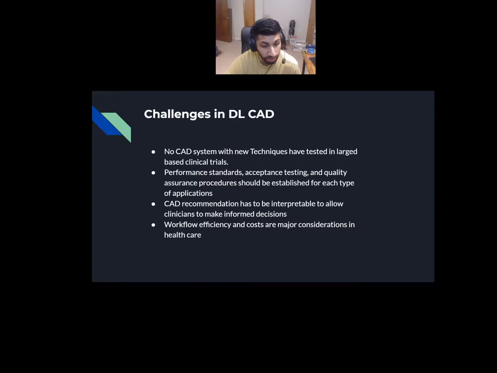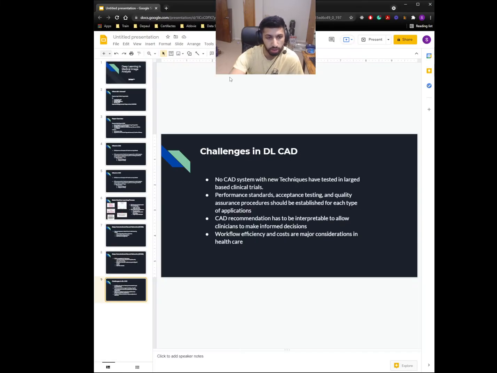The final thing, which is the most important, is that workflow efficiency and costs are a major consideration. The authors have stated that if the cost outweighs the benefit, it will never come to light in the medical field. And also, if the workflow takes a long time, it will not be a feasible method for clinicians as a diagnostic tool. But nonetheless, this was a great paper. It provided me a great basis and also some key information for my model and the paper that I'm going to do in the future. And that is all I had.